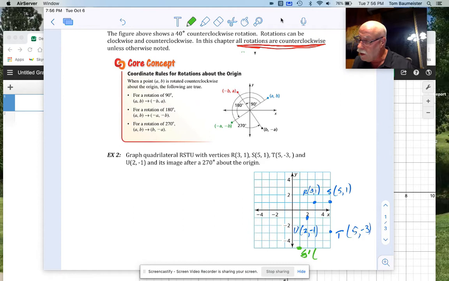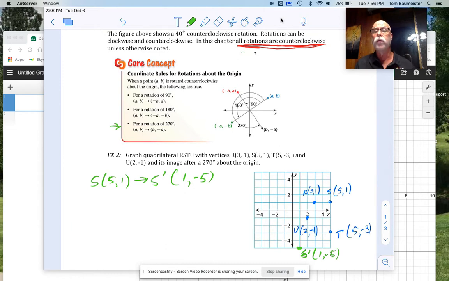And I just told you it was at (1, negative 5). So does it follow the rotation there? So again, my S, which was at (5, 1), mapped to S prime, which was (1, negative 5). So if we look here, it did follow the rule. Good. All right. So now I want you to kind of think the same thing.